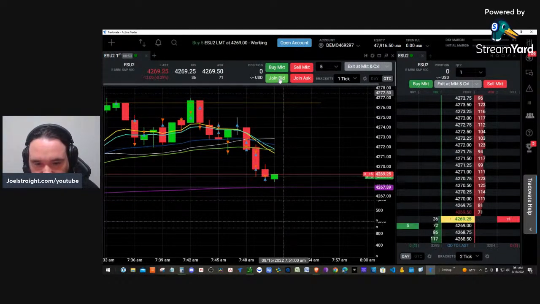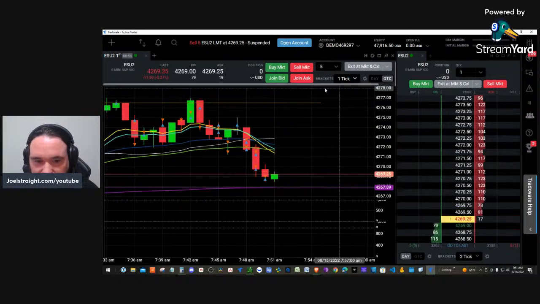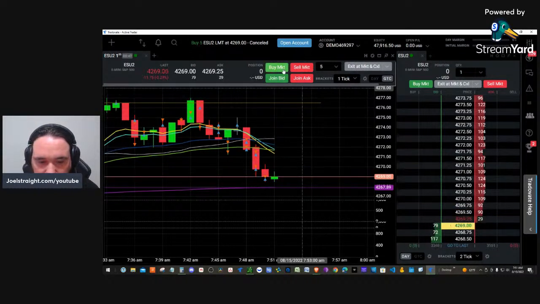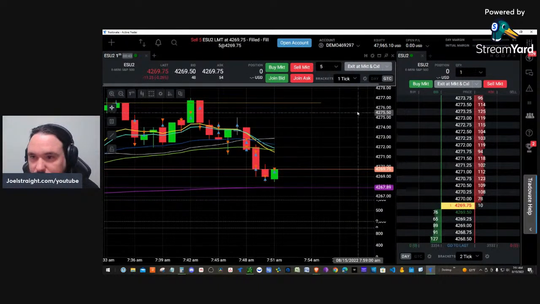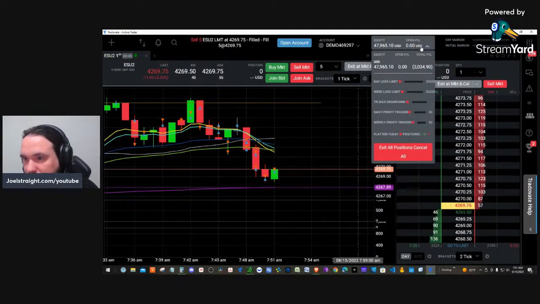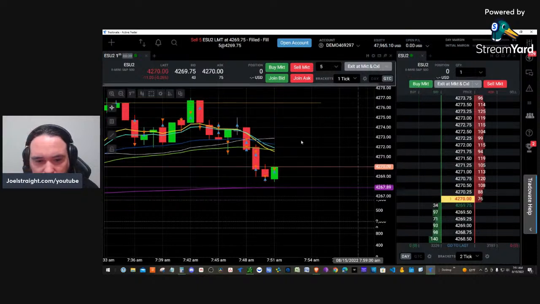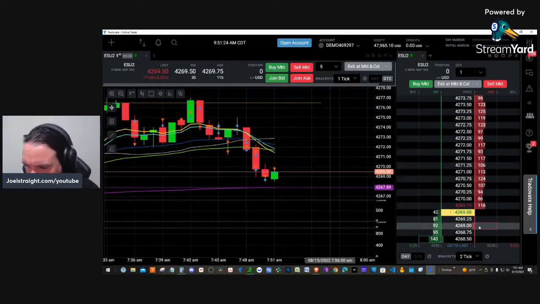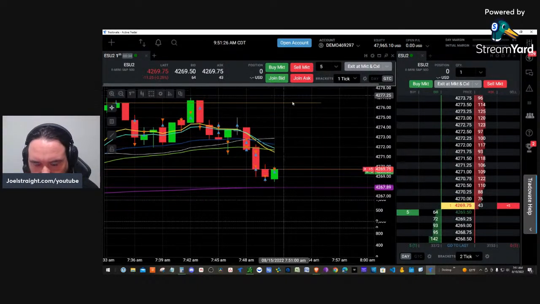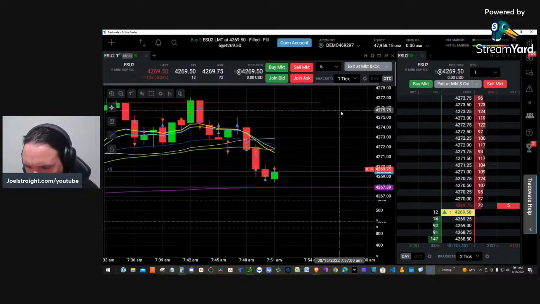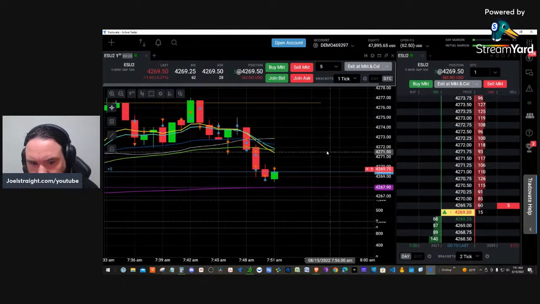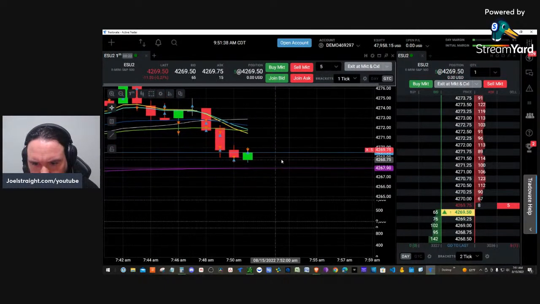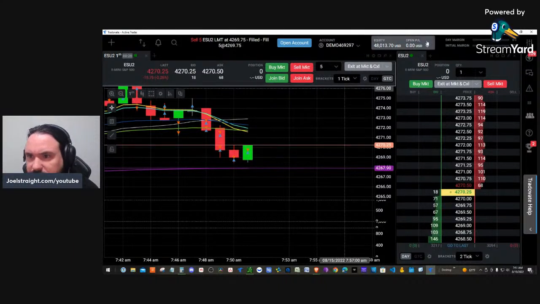This doji here at the bottom, I was trying to get in right there. Order filled. Order filled. Okay, now down 2034. Order filled. Just looking for a single tick up, which we got. There we go.